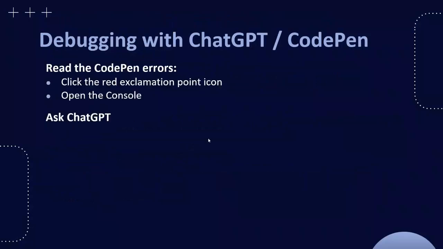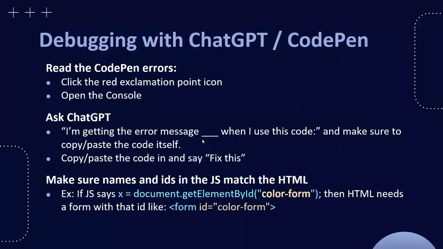Some tips on debugging. I was really ambitious about how far I thought we would get in this presentation, but here's some debugging advice using ChatGPT. Say, I'm getting the error message blank when I use this code, and then paste the code itself in there. That seems to be a good thing to do. Or copy pasting the code and just saying, hey, what's wrong with this? And then make sure to check that your IDs in your JavaScript and your HTML actually match. So if you have an ID color form, make sure that you actually have something with the ID color form in your HTML. Otherwise, it's not going to be able to find anything in your HTML.